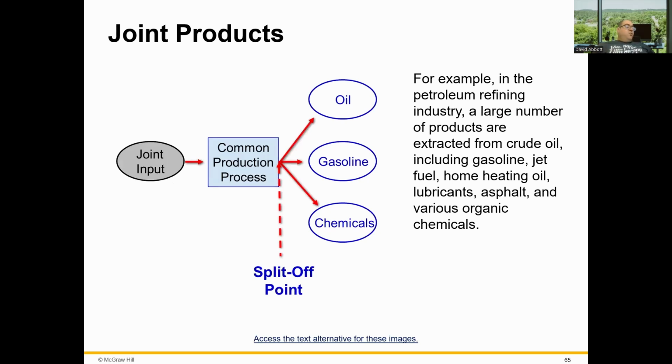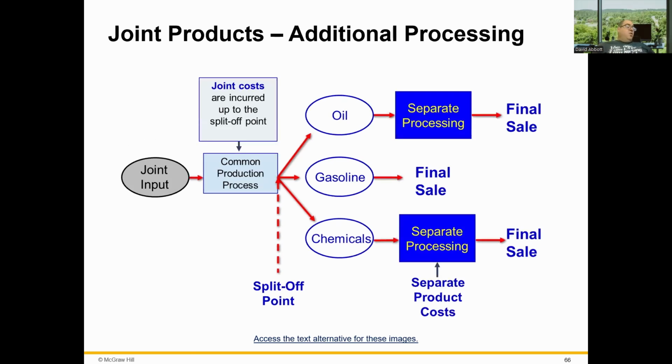For example, in the petroleum refining industry, a large number of products are extracted from crude oil, including gasoline, jet fuel, heating oil, lubricants, asphalt, and various organic chemicals. The term joint cost is used to describe costs incurred up to the split-off point. Joint costs are incurred often to simultaneously produce a variety of end products.